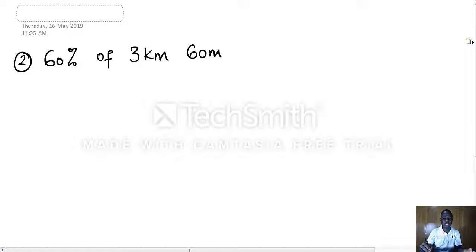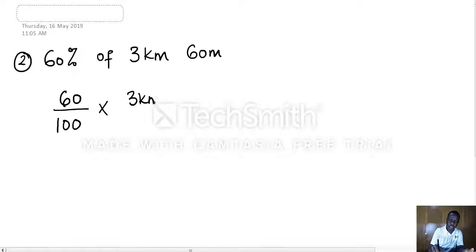Question 2 says find 60% of 3 kilometers 60 meters. Now we should find 60% of 3 kilometers 60 meters. That means 60 divided by 100, which is the way of expressing percentage, times 3 kilometers 60 meters over 1.